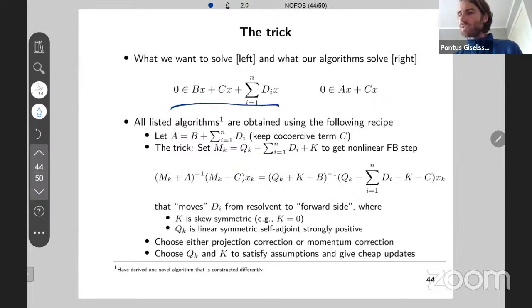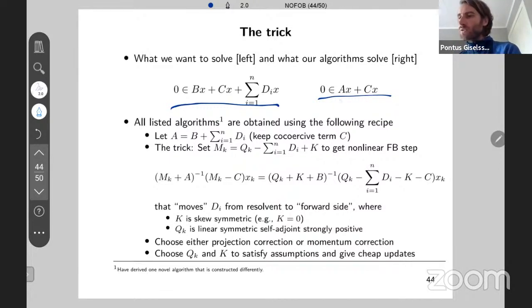I copy the problem formulation to this slide to the left here. So this is what we want to solve. And our algorithms that we have, the projection and momentum correction methods, solve 0 in AX plus CX. Then we can follow the following recipe to get all the methods that we had in the previous list. We actually derived only one new algorithm that is constructed in a different way than this. But apart from that, we haven't seen a different construction.